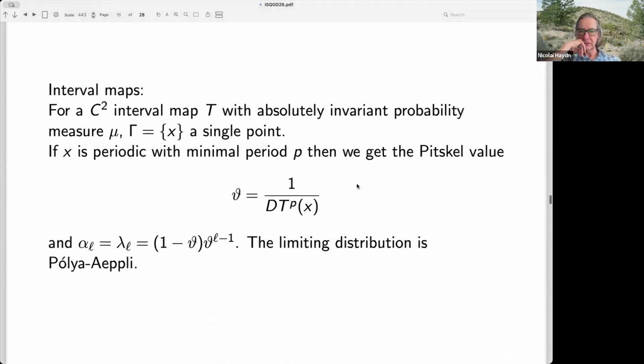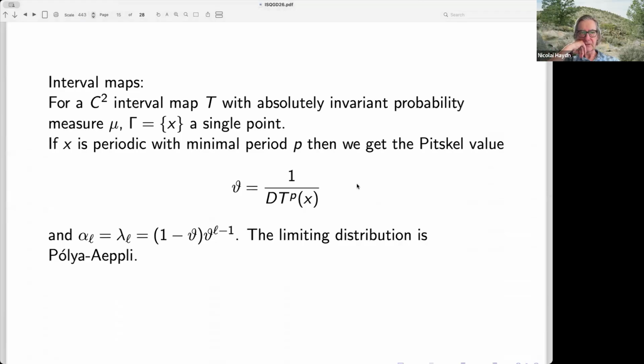Well, some examples. Well, not much of a proof today. For instance, C2 maps, interval maps, single point, classical setting. Then geometrically, you can convince yourself fairly easily. You get a Pitchell value here for the measure of max, for the absolutely continuous invariant probability measure. And you get that alpha L lambda L is polyaptly. This is a Pitchell value here because you can write the exponential of the potential function, which is the logarithm of the derivative.